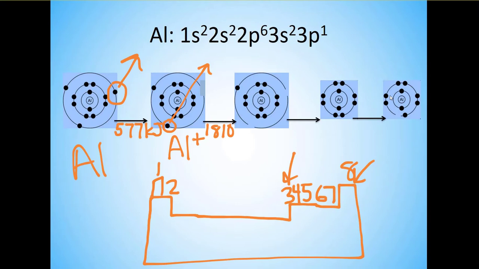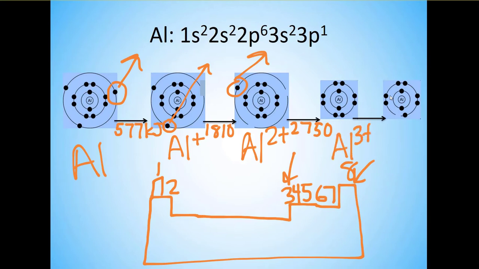Let's remove a third one. And again, I looked this value up. So this would be removing from an aluminum 2 plus ion. This would take 2,750 kilojoules of energy to remove this. And what's left is an aluminum 3 plus ion.